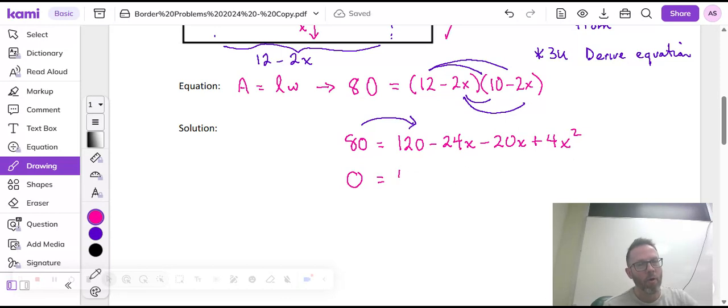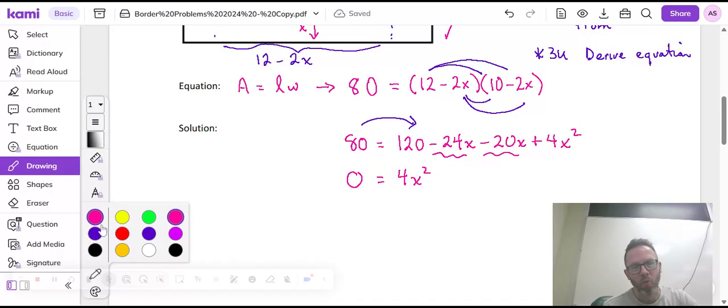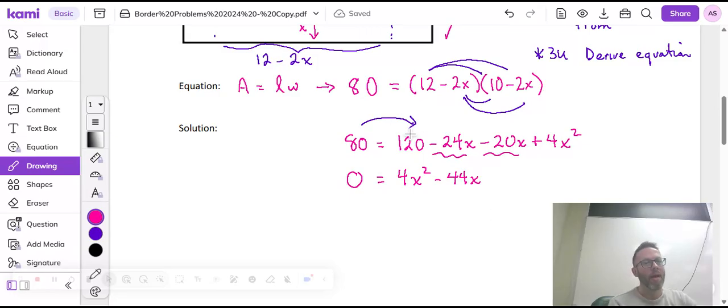So we have a 4x squared. And then we're collecting the x terms. So we have negative 24 and negative 20, negative 44x, and then we have 120 and the 80. We're not going to add those together. When we move the 80 to the right, we're going to be subtracting 80. So if you need that cue, you can maybe put a minus 80 there. But 120 minus 80 is 40.